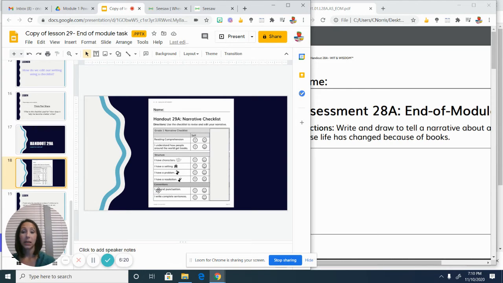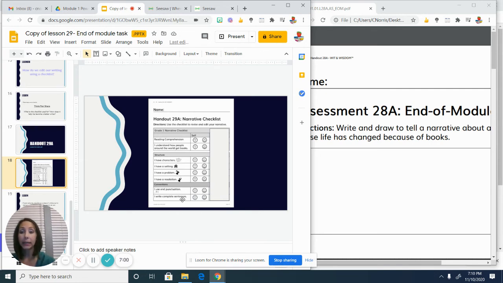Now, the next part says conventions, and that's really where we look at the capitals and the punctuation. So I use end punctuation. So you could go through and look at your sentences and make sure that each one of your sentences ends with a punctuation mark. Most likely, because this is telling a story, most of your sentences will end with a period, but it could be something else. But you want to check and make sure that each sentence ends with a period. If you notice that a sentence is missing a period, go ahead and add it. You can correct it right on your paper.